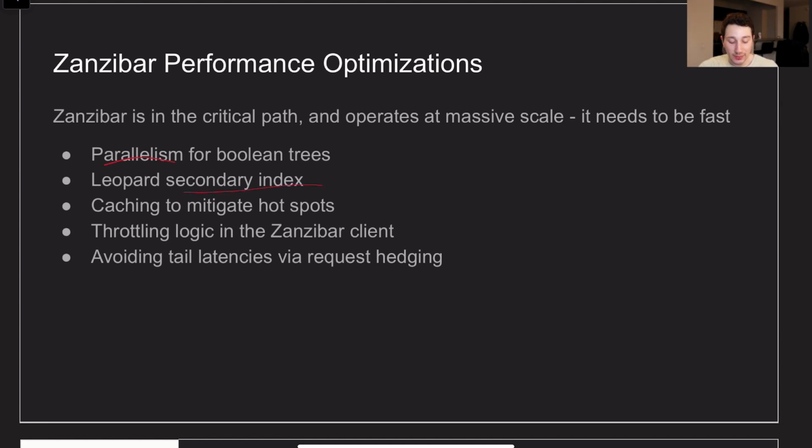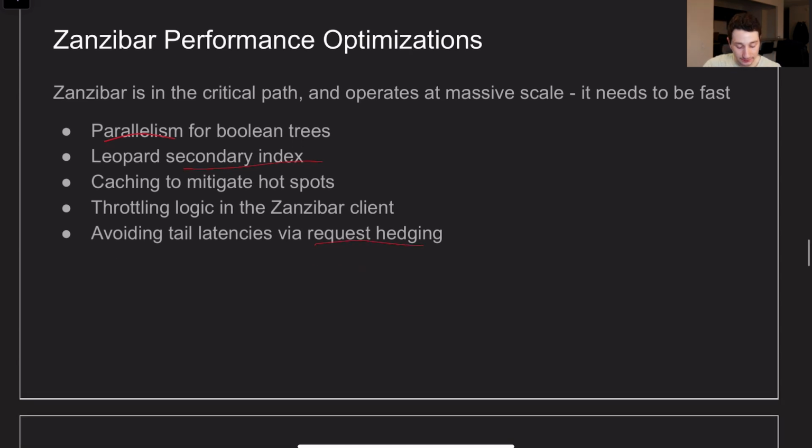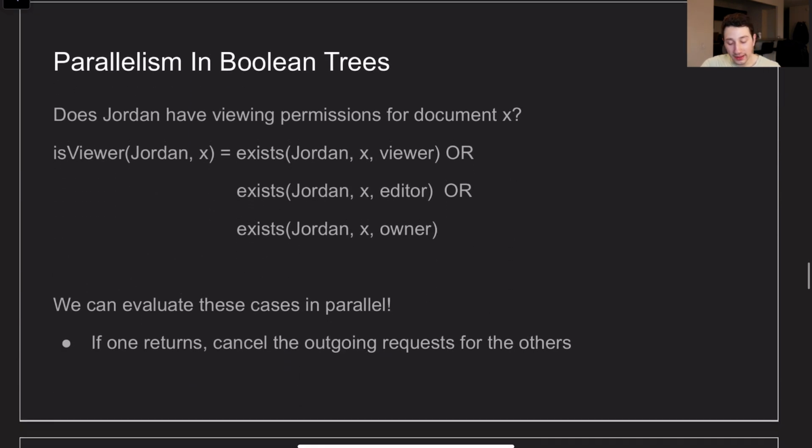Number 2 is secondary indexing. Number 3 is mitigating hotspots through caching. Number 4 is performing throttling of mischievous or badly written clients. And number 5 is going to be doing this thing called request hedging to get rid of tail latencies from external systems. Cool. So the first thing is just going to be parallelism.